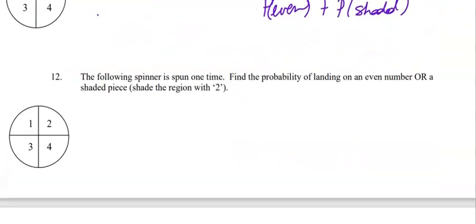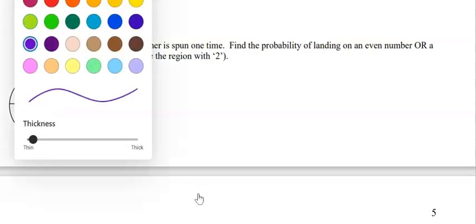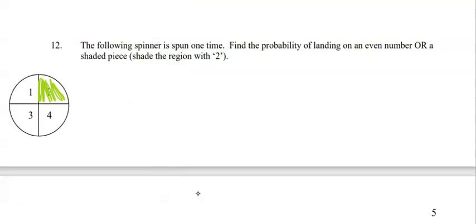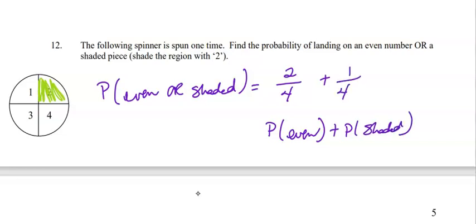And then let's do one more example in this video, number 12. This time it asks us to shade section 2. So we just need to remember that had a 2 on it. And again, I want to do the probability of landing on an even or a shaded. So we're going to do the probability of an even number. The even number is the 2 and the 4, so that's 2 sections out of 4 sections, plus the probability of the shaded, because or means add. So there's 1 section shaded out of 4.